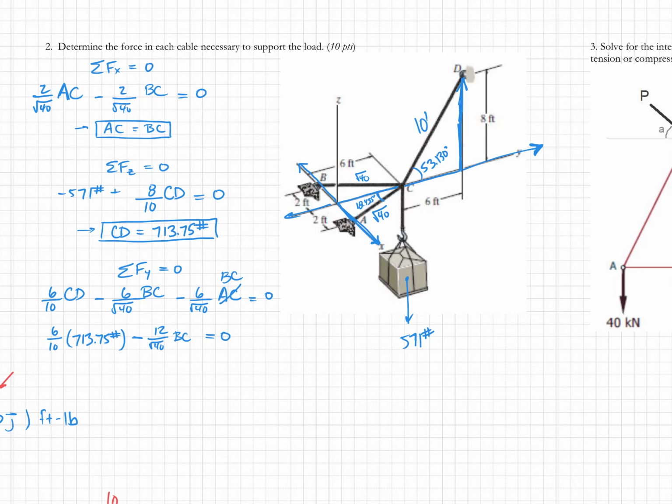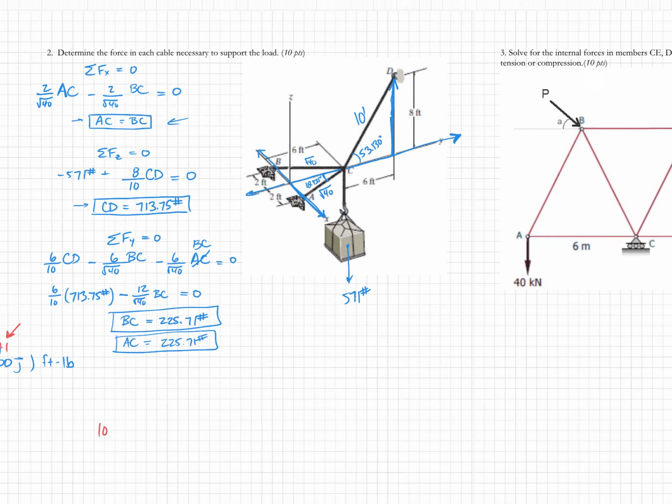If I solve for that equation, I can say that BC equals 225.71 pounds. And that means that AC equals 225.71 pounds also because of the equation up here. So there we go, and that's how we solve.